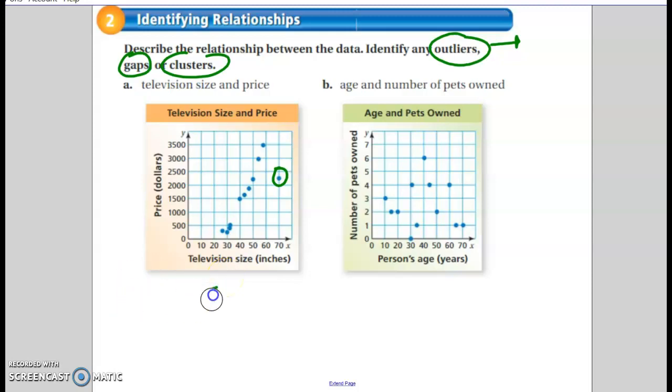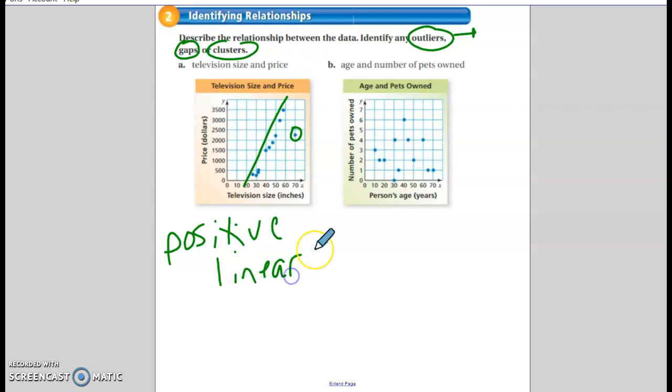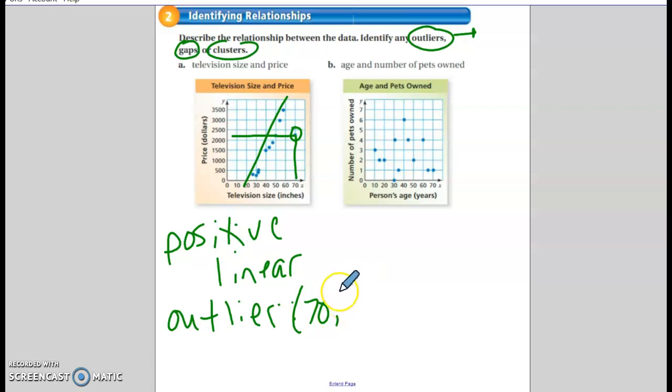I suppose we should first identify the relationship in the data. So this one looks positive linear. It's a positive linear relationship. It looks like it goes in a line. There is that outlier. If I were to write this as an ordered pair, it looks like 70 on the x-axis, and what, 2,250 on the y-axis, the outlier.